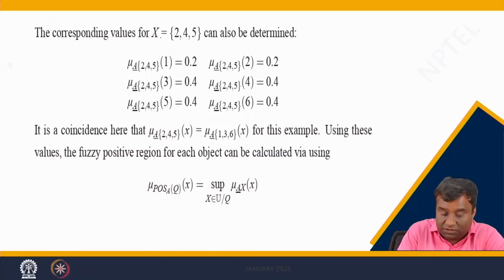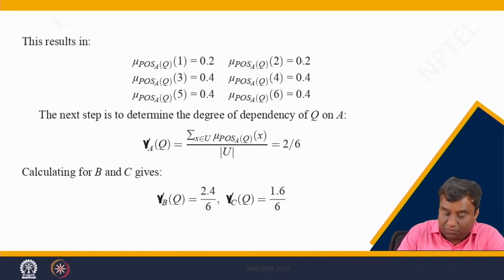So if you do the calculation for x equal to 245, you will get for 1, 0.2, for 2, 0.2, for 3, 0.4, for 4, 0.4, for 5, 0.4, for 6, 0.4. Both these two are equal. Now we need to find the membership function of the positive region for the attribute A. The value of x is the supremum of these two, and as these two are the same, we'll get the same value here. So the same value will be 0.2, 0.4 and so on.